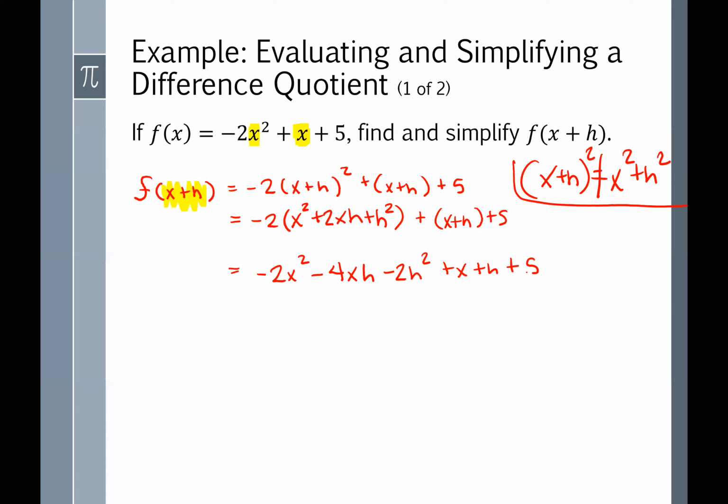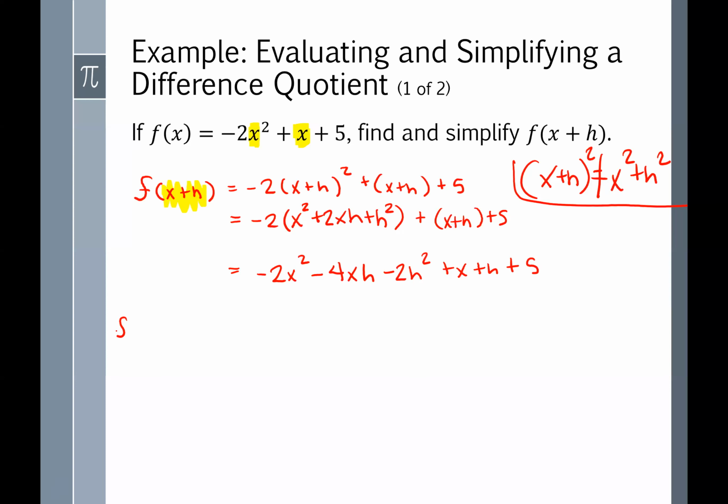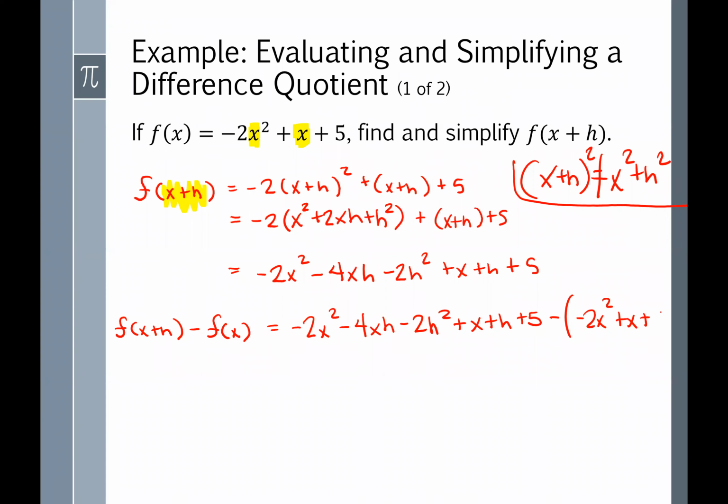Now the next step is to subtract the original function from this big long expression. We're going to take this f of x plus h, and we're going to subtract the original function. This is just tedious because you have to keep writing stuff over and over again. Okay, and now I'm going to subtract the negative 2x squared plus x plus 5.